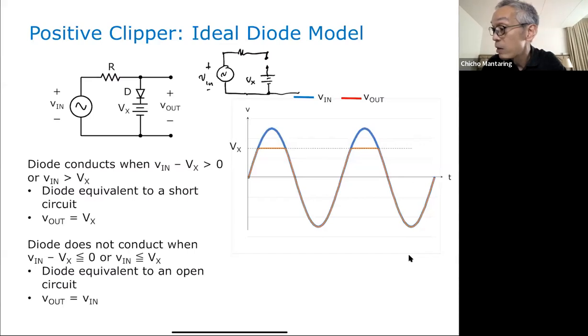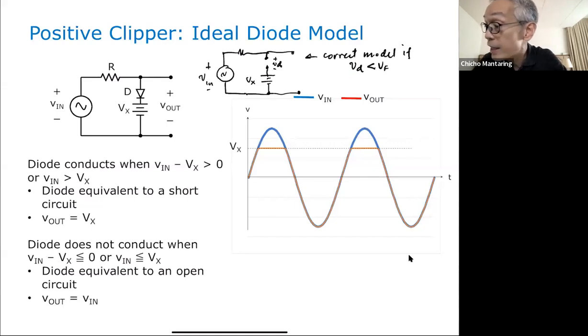Okay. So how do we know that this assumption is correct? We know that the assumption is correct if V sub D, that is the open circuit voltage across the terminals, is less than the forward voltage. So this is the correct model if V sub D is less than V sub F, and if this is an ideal diode model, where V sub F is equal to zero. Okay, what is V sub D?